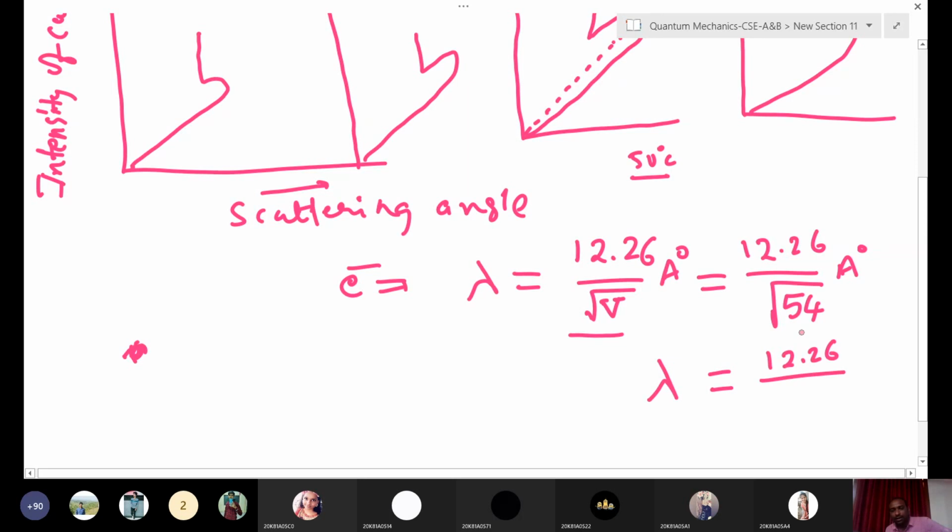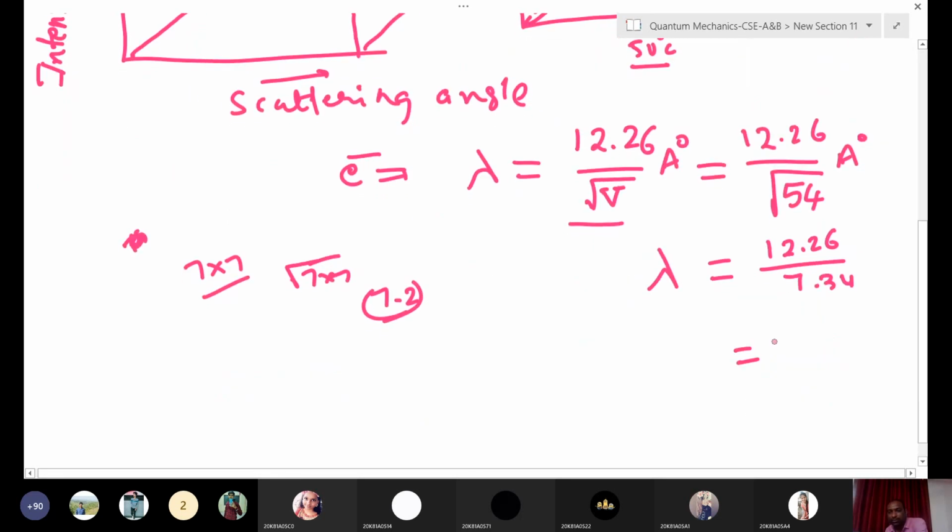12.26 by root 54. 7 into 7 is 49, so the root of 54 is 7.34. If you don't have a calculator, approximately you can estimate: 7 into 7 is 49, so you will get something like 7.1 or 7.2. Here it is 7.34. If you substitute this, you will get 1.668, which is approximately 1.67 angstrom.